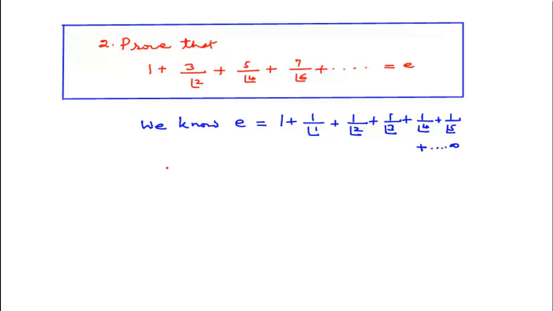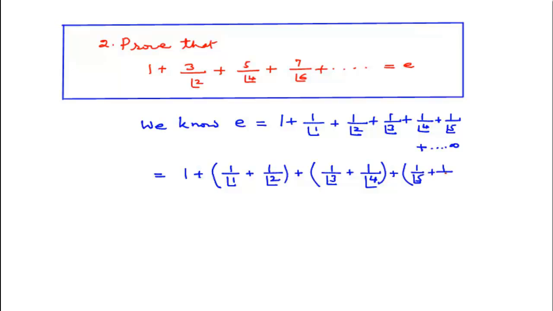Now if I club the numbers in this fashion, that E is equal to 1 plus 1 upon factorial 1 plus 1 upon factorial 2. These two numbers I have taken together in one bracket plus 1 upon factorial 3 plus 1 upon factorial 4. These two I have taken together plus 1 upon factorial 5 plus 1 upon factorial 6. This I have taken together plus so on up to infinity.